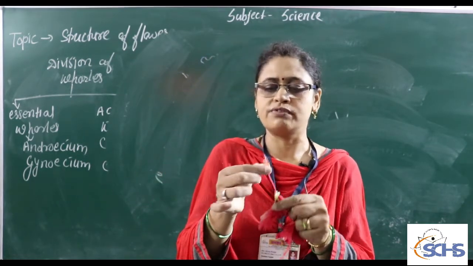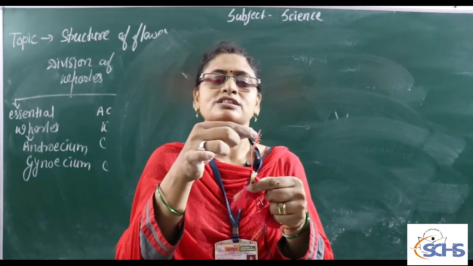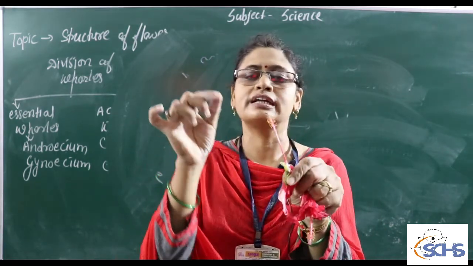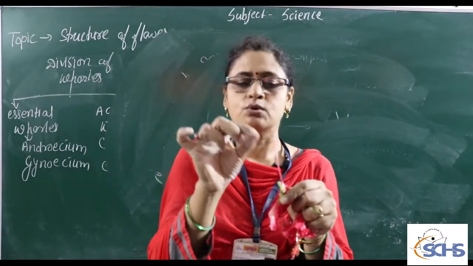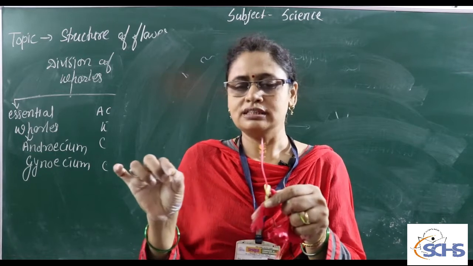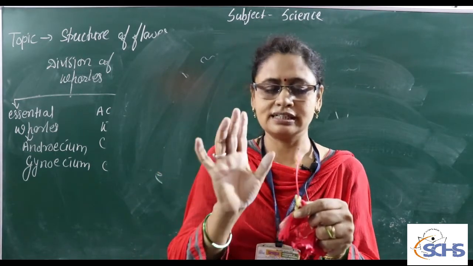The same happens in the anther. In the anther, pollen grains are present. This yellow structure that all of you see here is the pollen grain. These pollen grains also undergo meiosis cell division, and by meiosis they form the male gamete. Is that clear to everyone?